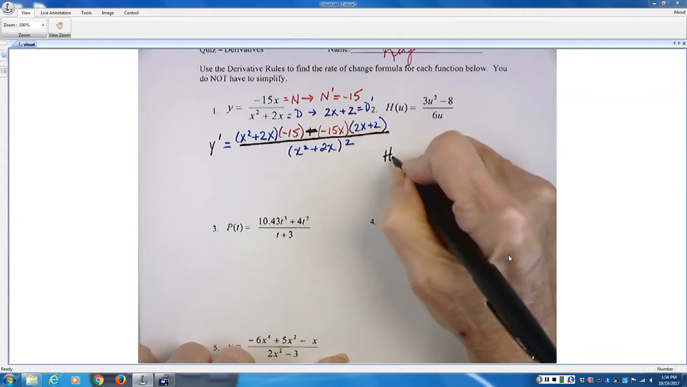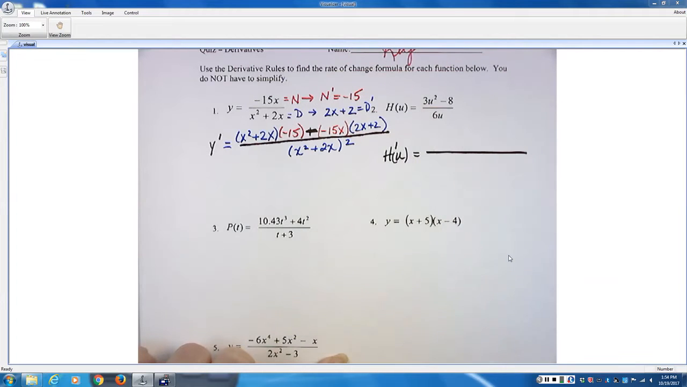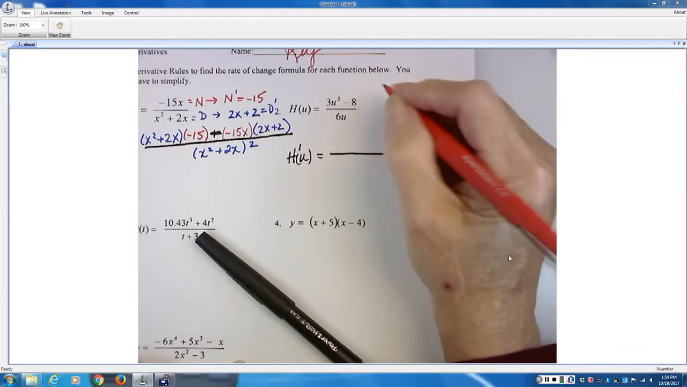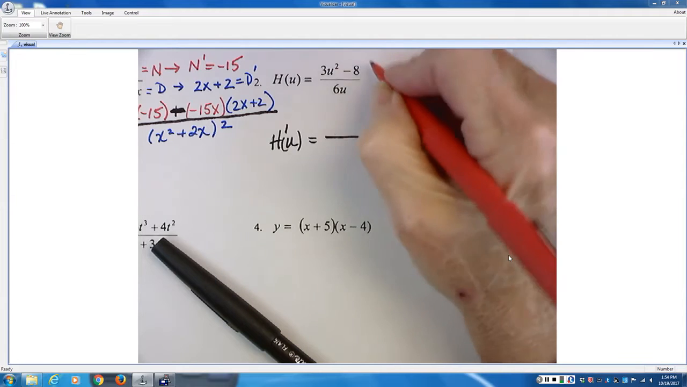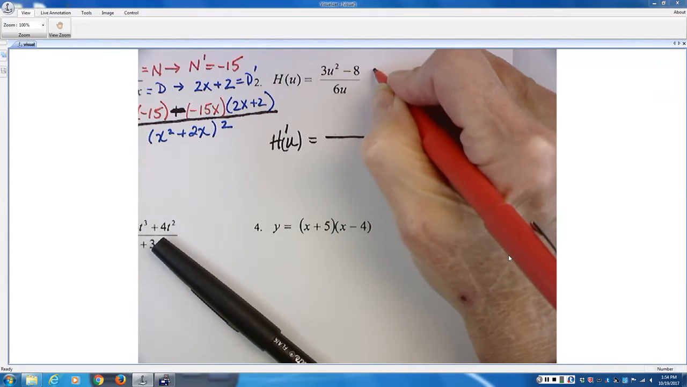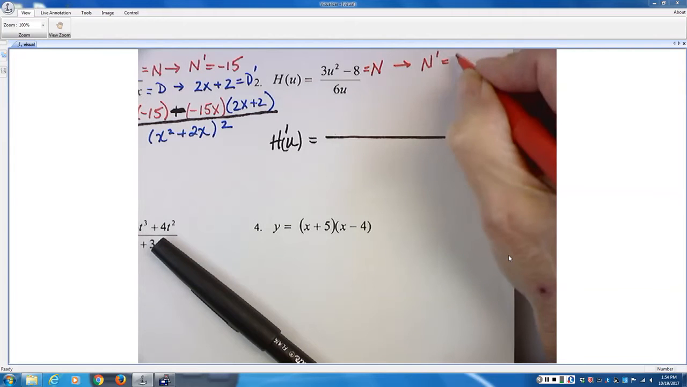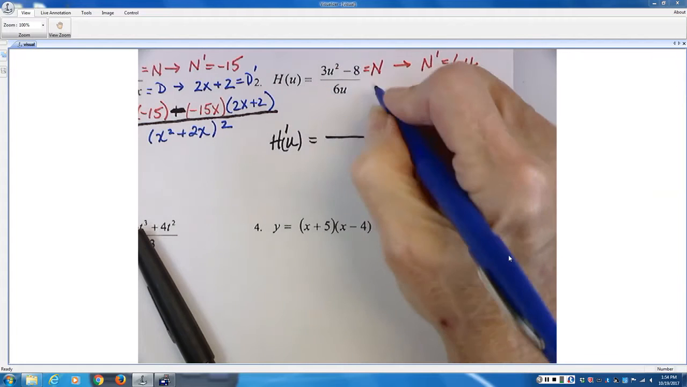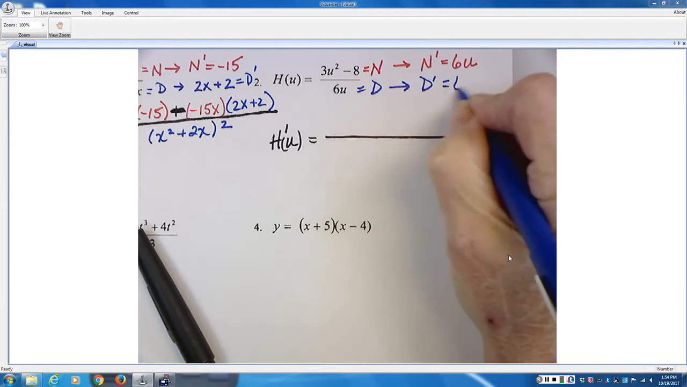So for the second one, we need h prime of u. And so that I won't forget, I'll be sure and get negative this time. So in my numerator now, I have 3u squared minus 8. So the derivative of my numerator is 3 times 2 is 6u, and the derivative of minus 8 is 0. And then I have my denominator, which is 6u. And the derivative of 6u is simply 6.